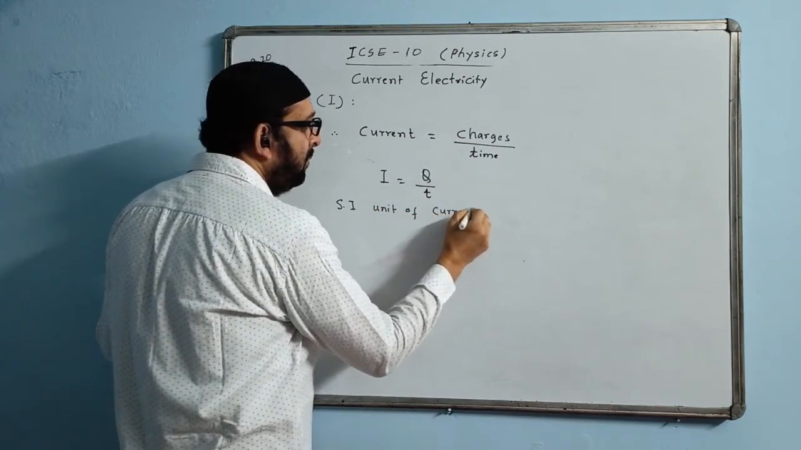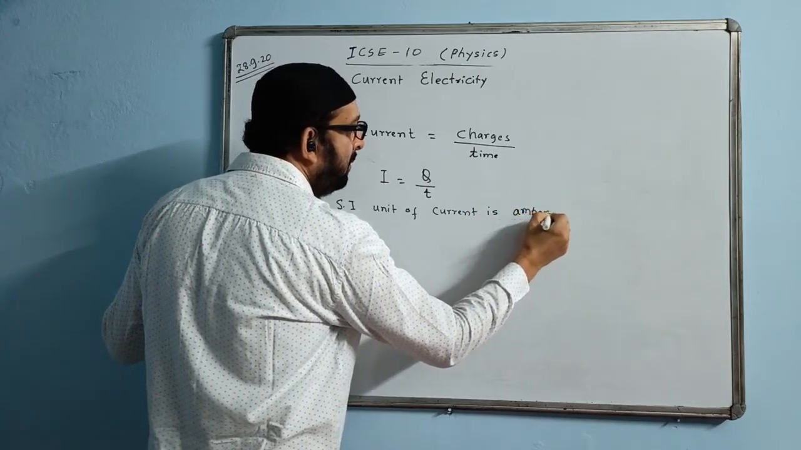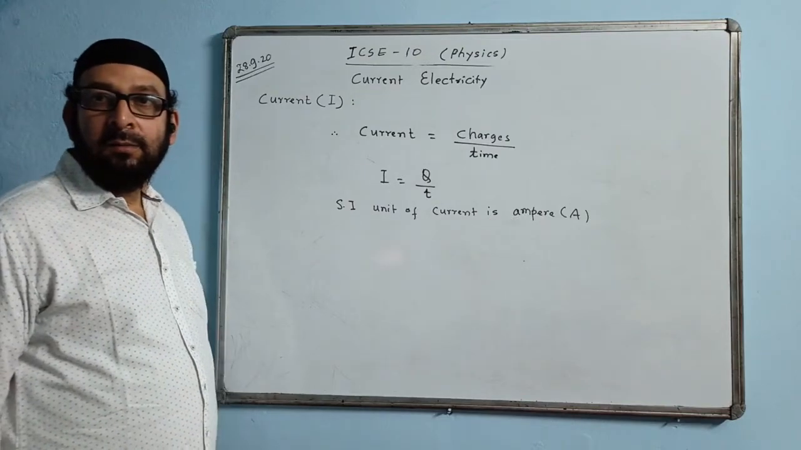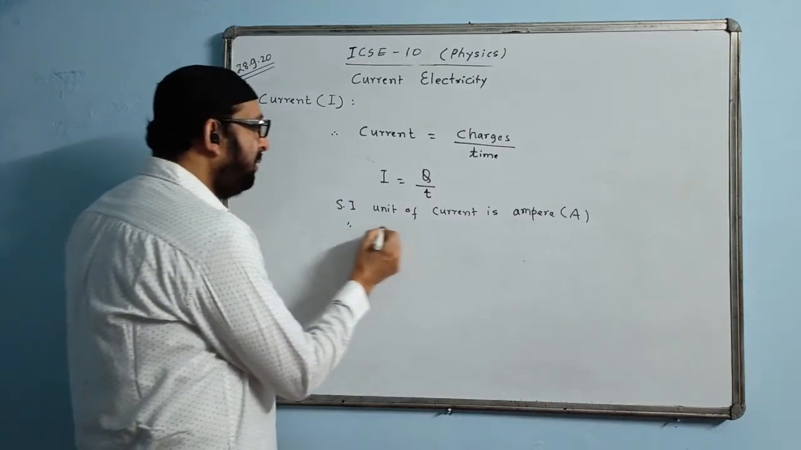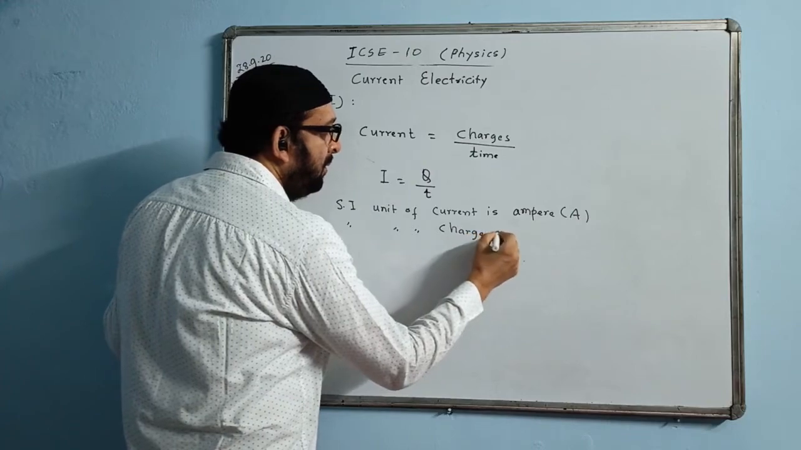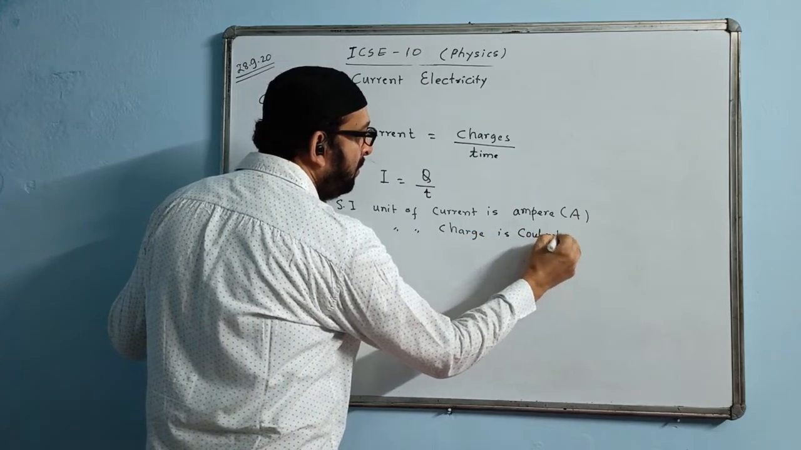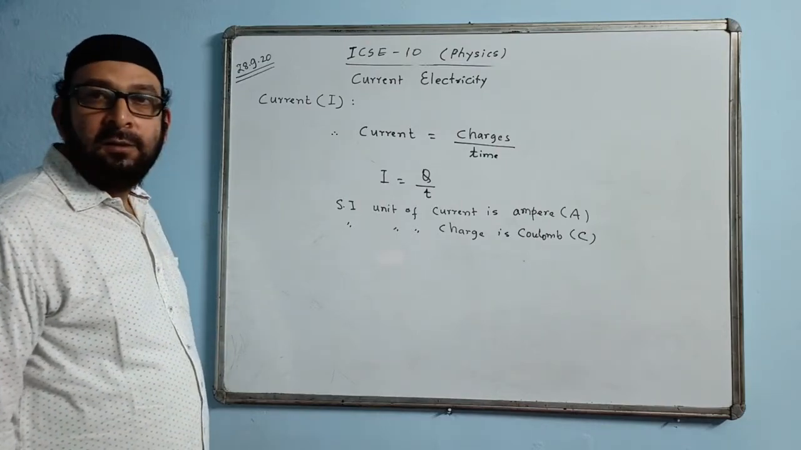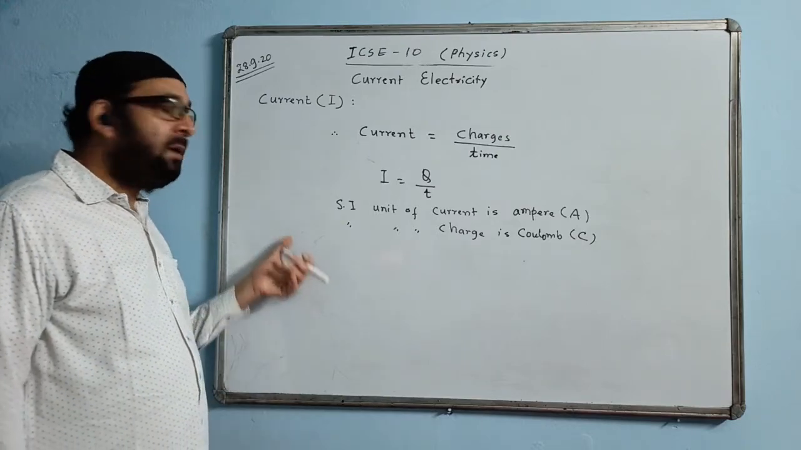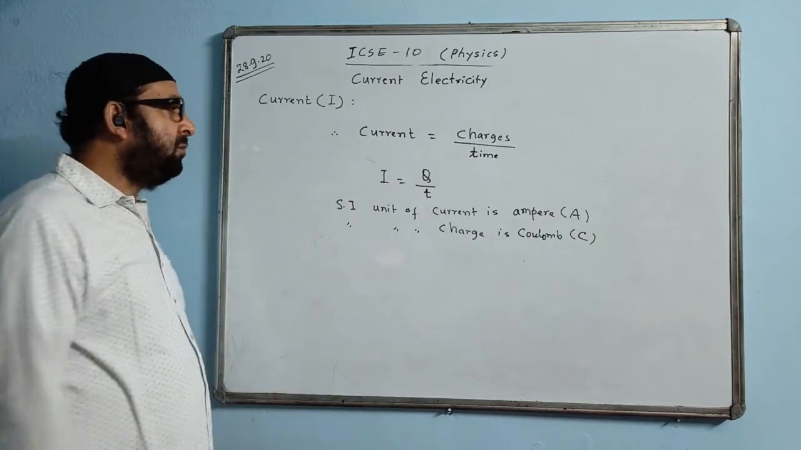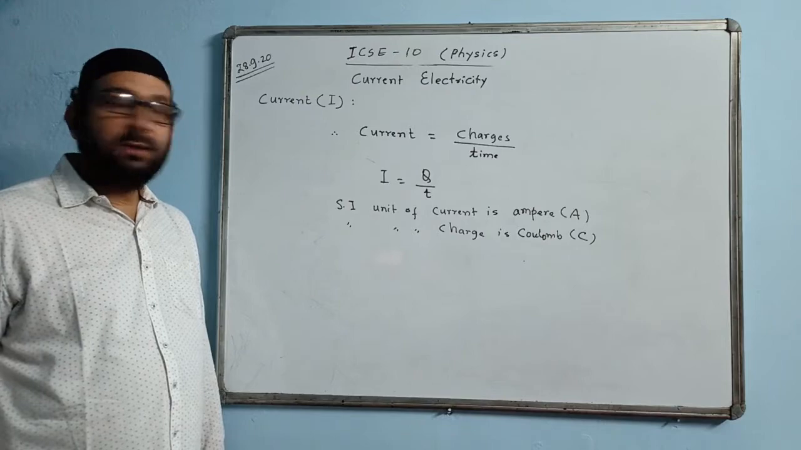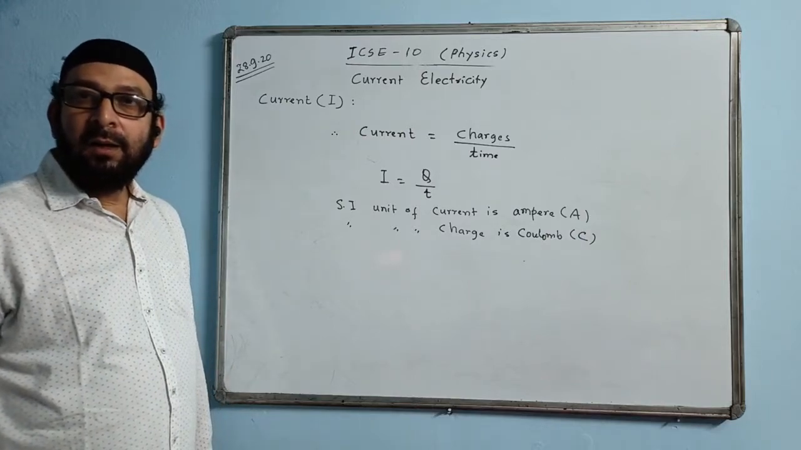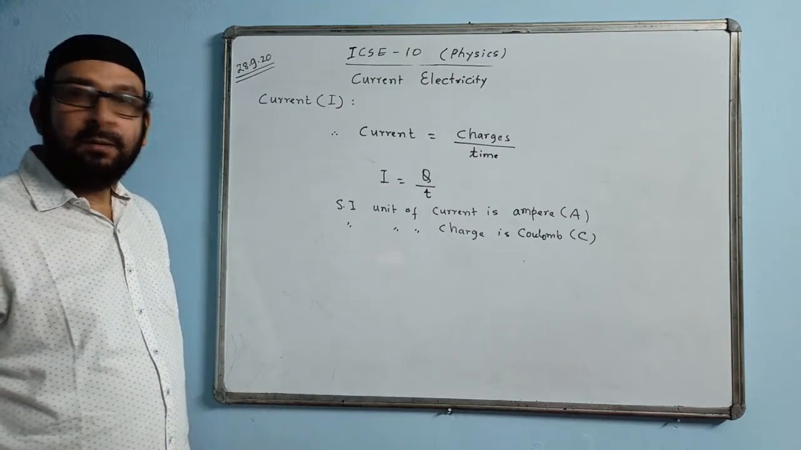The SI unit of current is ampere, denoted by capital A. The SI unit of charge is coulomb, denoted by capital C. And the instrument which is used to measure current is called an ammeter.